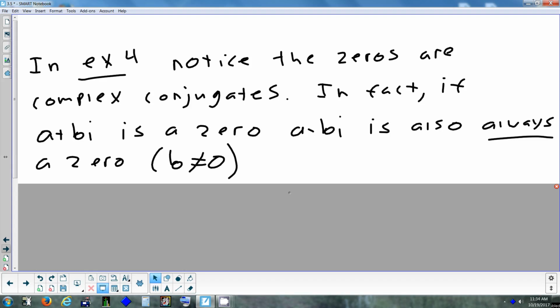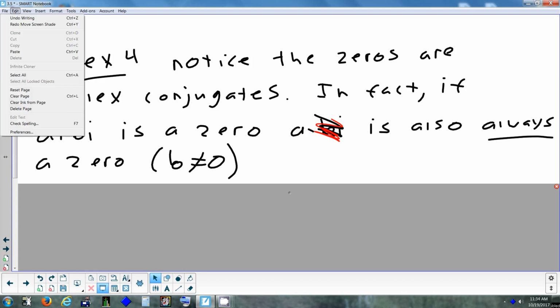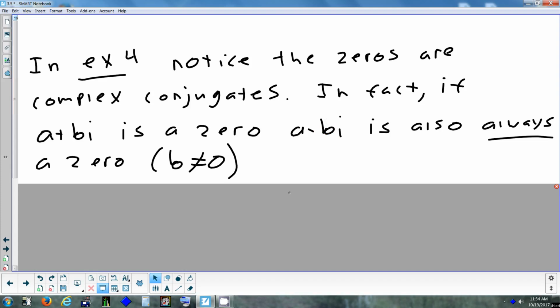This only works when the imaginary part isn't 0. Because if the imaginary part was 0, then you don't even have an imaginary number. Okay. So complex roots always occur in pairs. So that means, could you ever have 3 complex roots to a problem? If you've got 3, then you must have 4. Okay, you never get an odd amount of complex roots.